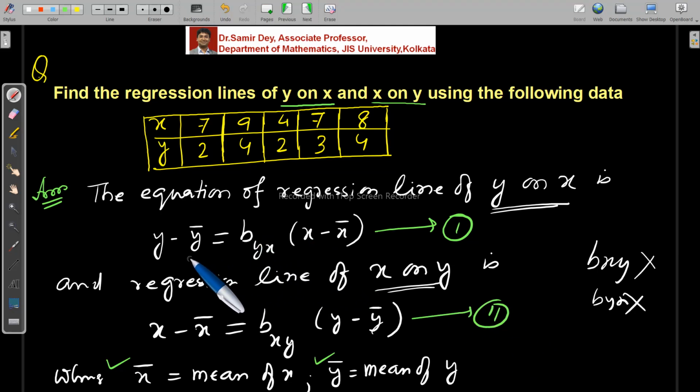If I substitute the values of x bar, byx and bxy in equations number 1 and 2 respectively, we will get our required regression lines. Two regression lines, one is y on x, another one is x on y. Clear? So there are four unknowns: y bar, x bar, byx and bxy.